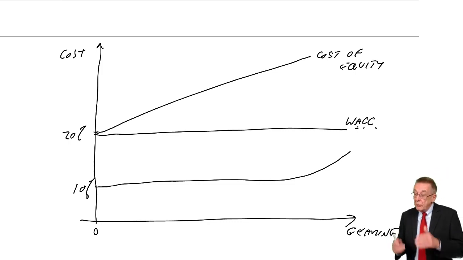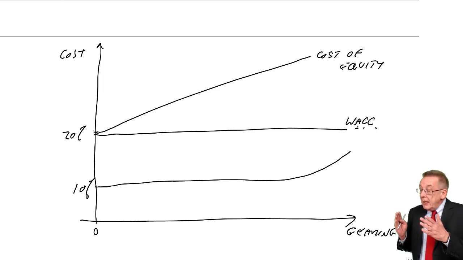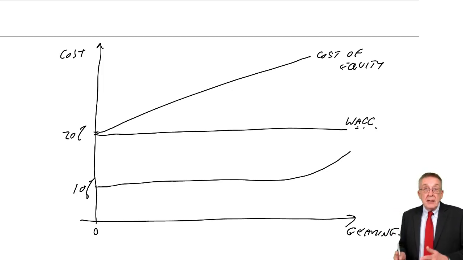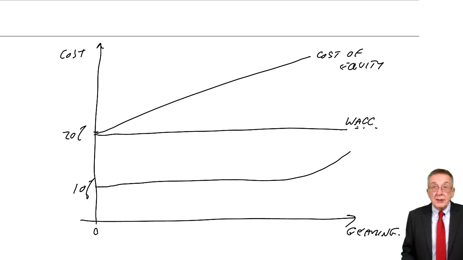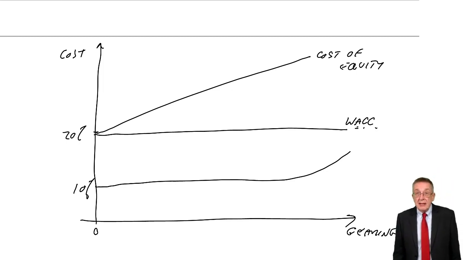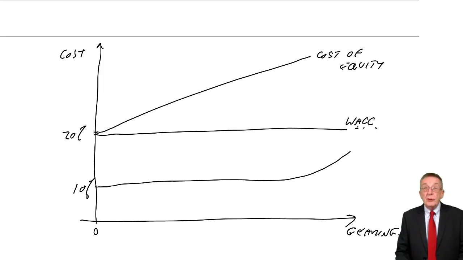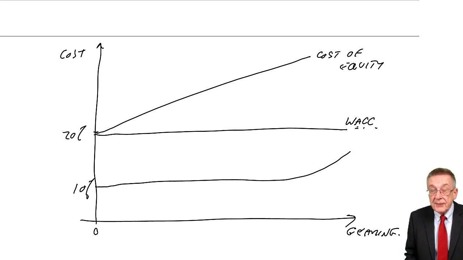But anyway, that's irrelevant. What matters is that according to Modigliani and Miller, the weighted average stays constant regardless of the level of gearing, and it's therefore irrelevant how a company raises finance.